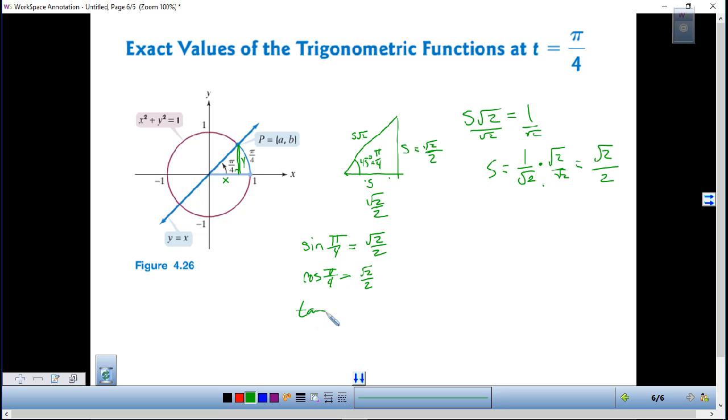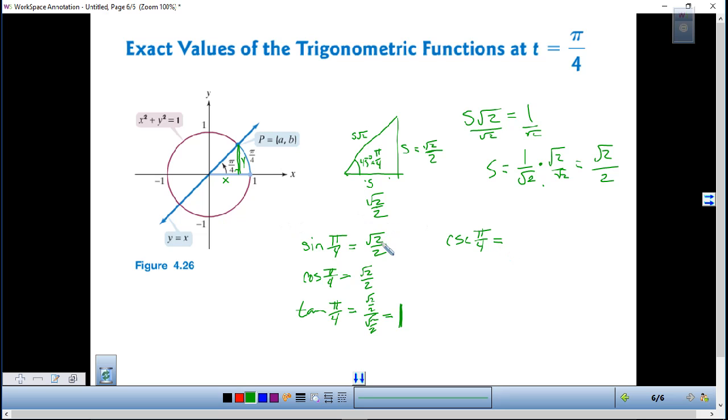Now the tangent of pi over 4, remember, it's nothing more than the sine value over the cosine value. So we end up with the square root of 2 over 2 over the square root of 2 over 2. And what happens when you have anything over itself? Well, it's 1.